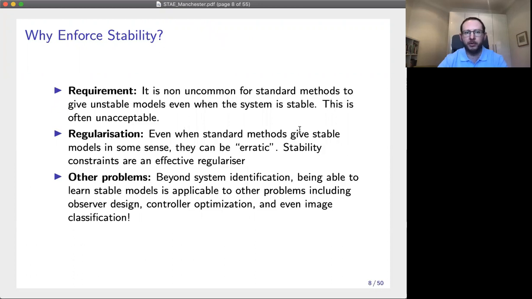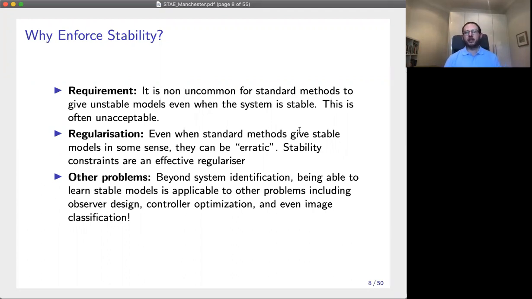So why might we want to enforce stability? Well, it might just be a requirement of whatever you're using system identification for. It's actually not uncommon. It's not hard to get a standard method of system identification to produce an unstable model, even when the system is stable. Often even when the system you're measuring from is very stable, you can get standard system identification methods to spit out an unstable model. And this is often going to be unacceptable for the purpose you're using the model for.